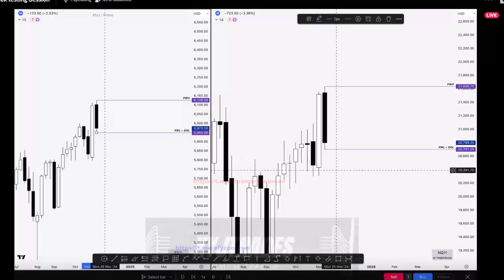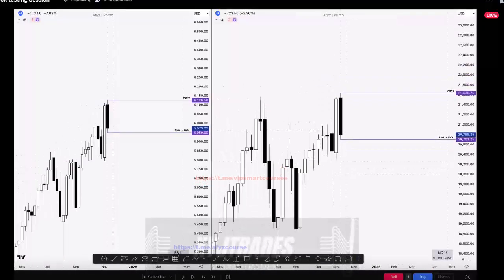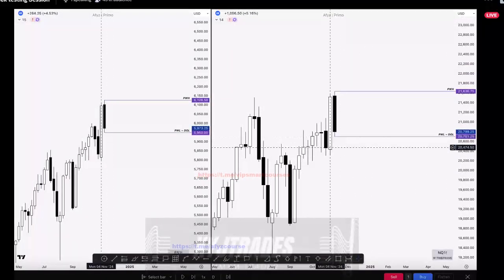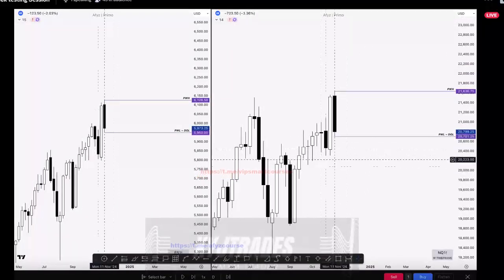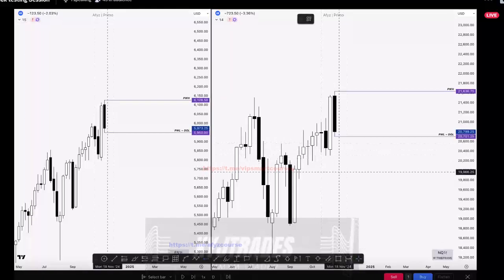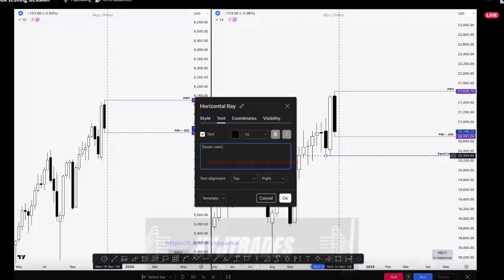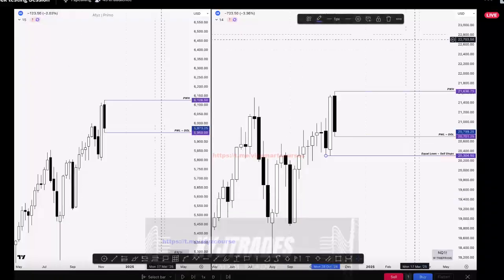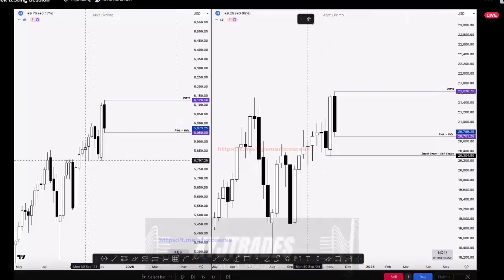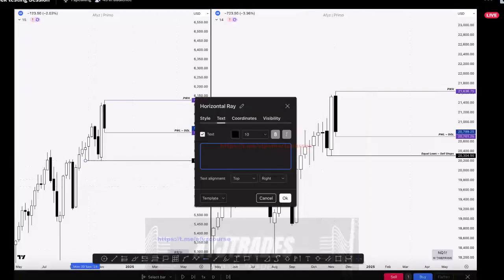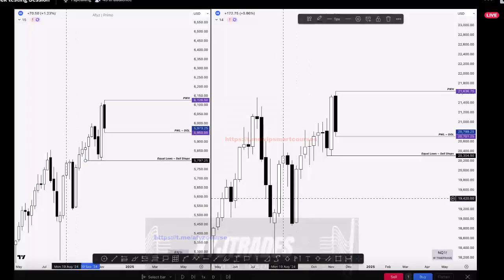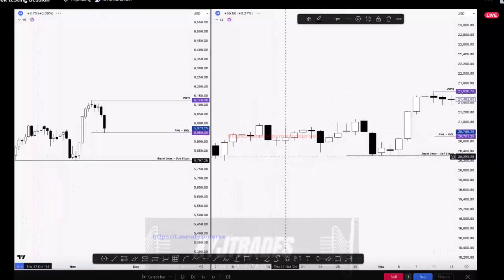Now that we've done our weekly analysis, we're going to mark out any failure swings to the draw on liquidity, or liquidity that rests below the draw. So in this case, you can see I have equal lows. This is the form of sell stops. I will also mark out these equal lows in the market, on both indices. Perfect. I'm now going to go down to the daily chart.